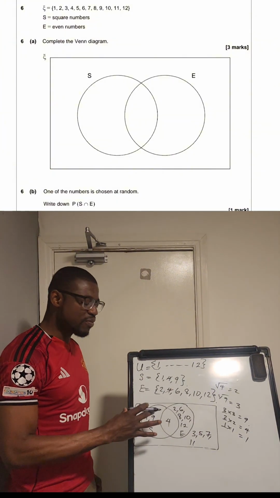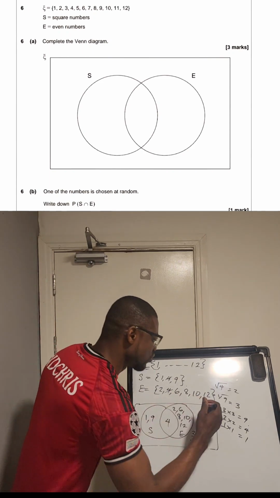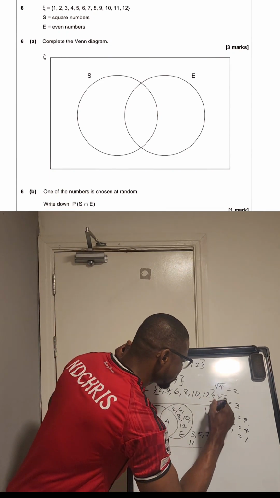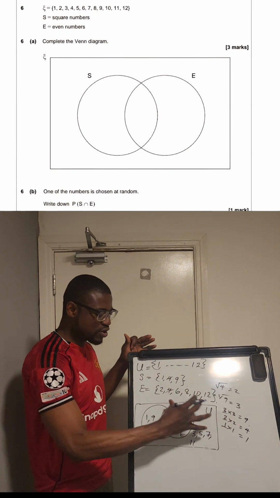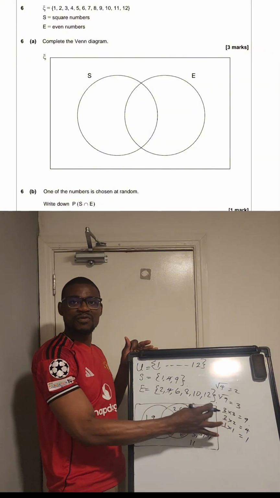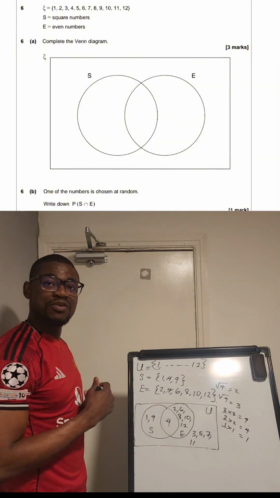This is how to complete this Venn diagram. So this is the universal set. That means all these elements make up this universal set when added together. That's how to solve this problem.